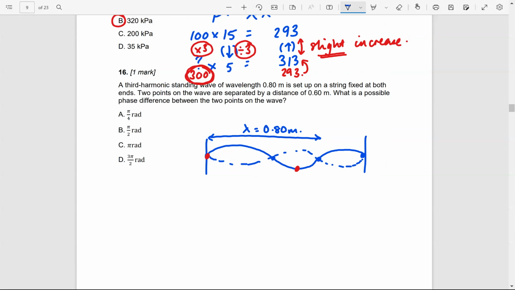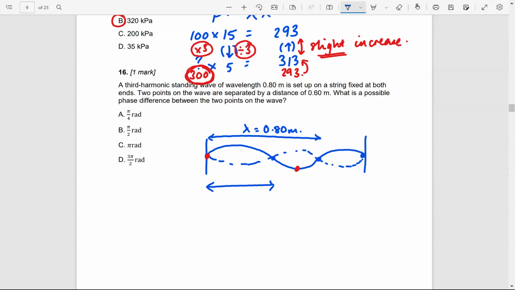Now, phase difference on a standing wave is not the same thing as on a progressive wave, so a wave that is passing through space, I beg your pardon. So when we've got a standing wave, any points on this part of the wave are all in phase with each other. In other words, they will meet their maximum displacement at the same time.